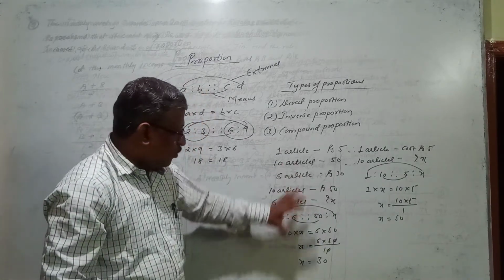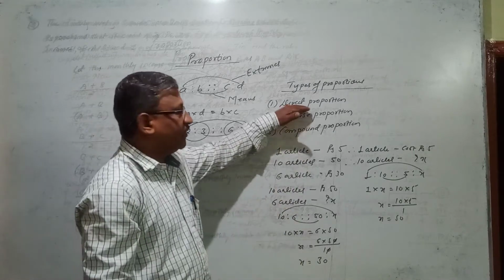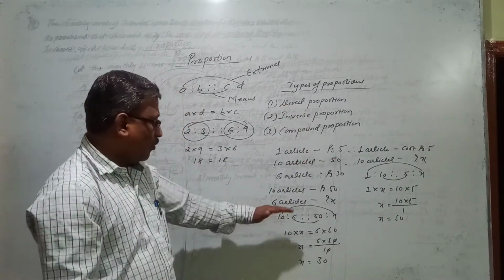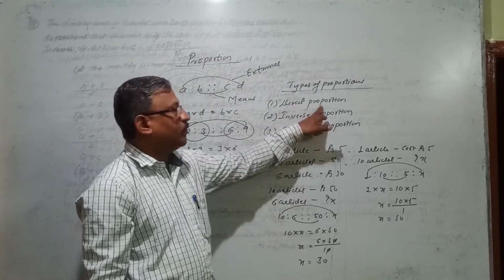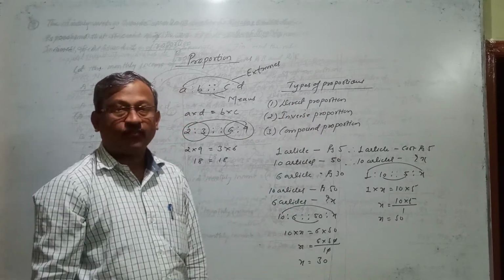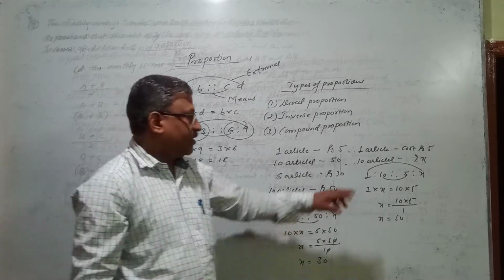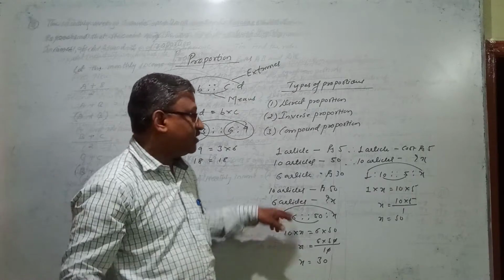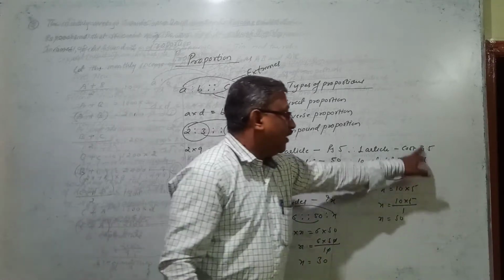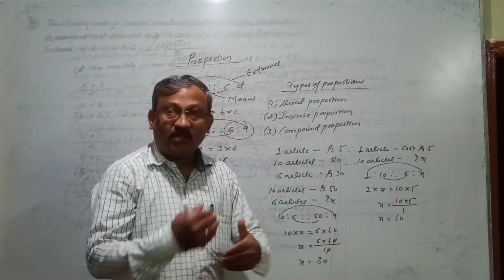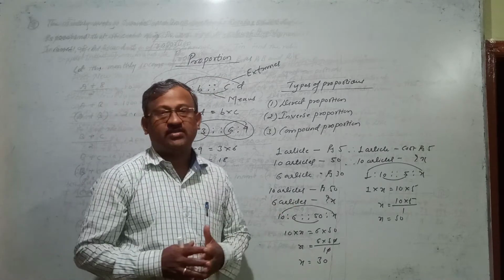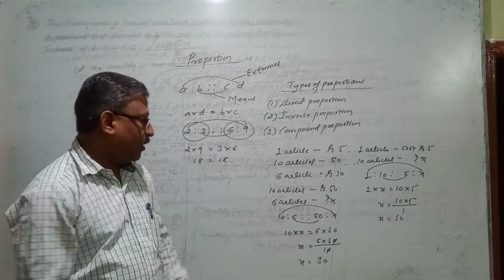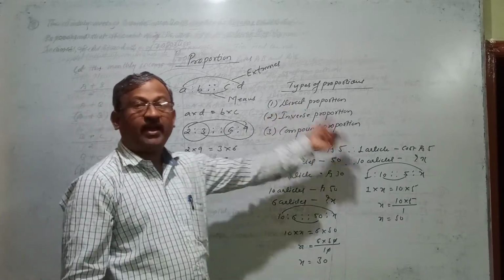So this you have to understand, how to realize whether that ratio involves direct or inverse. Clear? I hope it is clear how to realize a direct proportion. So direct proportion means what? When an increase or decrease in one variable is followed by an increase or decrease in another variable, then those two variables are said to be in a direct proportion. Understood? So this is direct proportion.